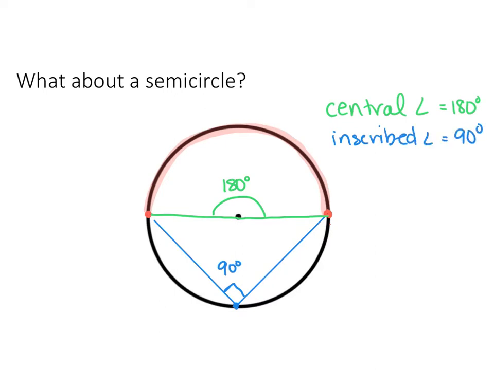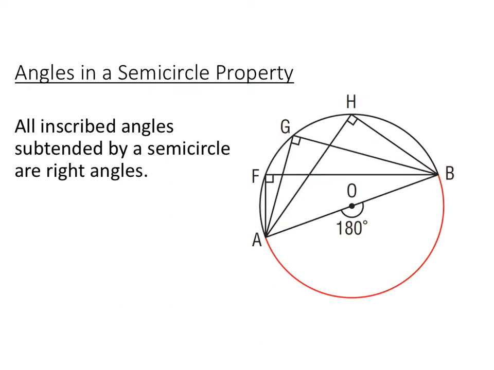So in a semicircle, the central angle is always, always, always 180 degrees. The inscribed angle is always, always, always 90 degrees. And this will help us with some problem solving, especially when we remember that the Pythagorean theorem can be used to find the missing sides in a right triangle. So there's another tool we can put into our pocket. And this is just summarizing what I just wrote out for you guys. All inscribed angles subtended by a semicircle are right angles. So if this is my arc AB, I have an inscribed angle there, there, and there. And notice they're all 90 degrees. They are all right angles.